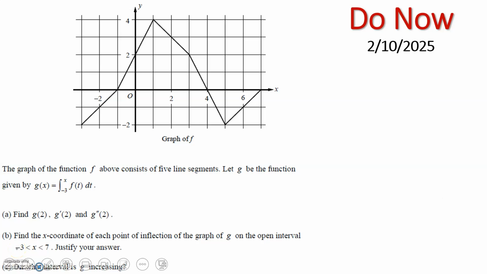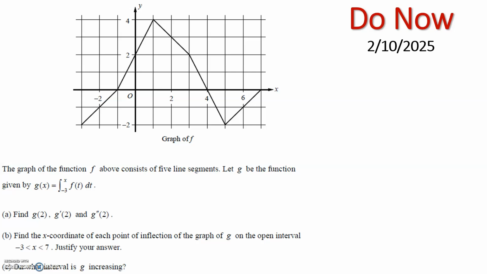All right, here's today's do now. Complete this on any blank do now space from any previous week. The graph of the function f above consists of 5 line segments. Let g be the function given by g of x is the integral from -3 to x of f of t dt. Find g of 2, g prime of 2, g double prime of 2.